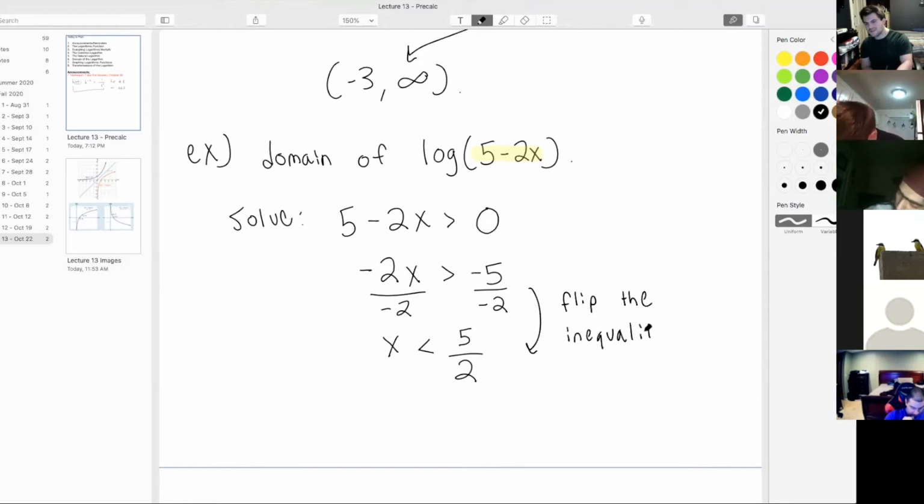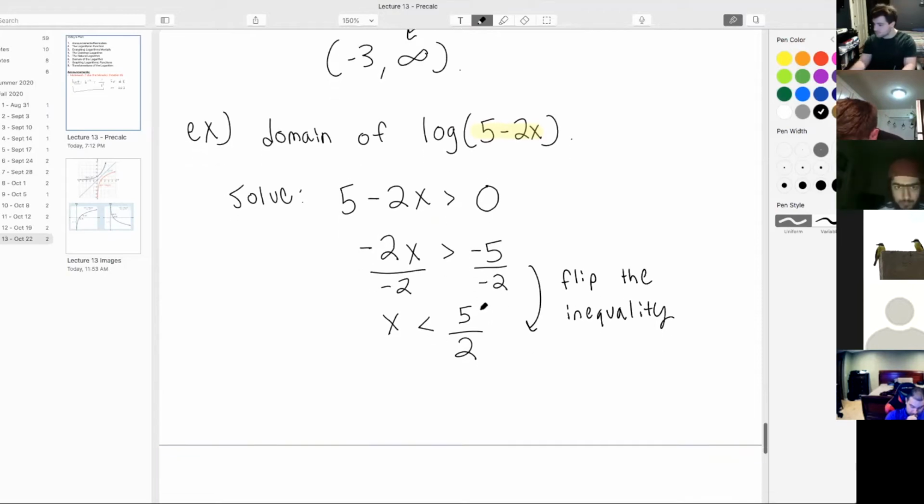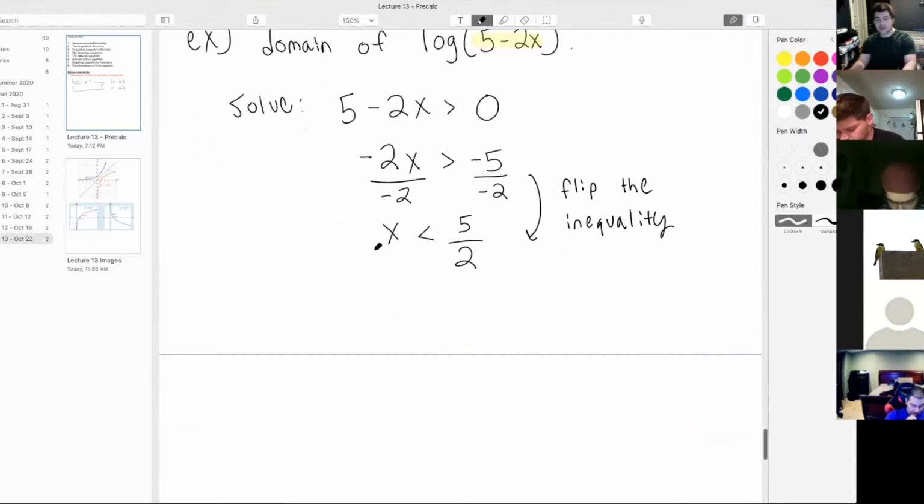So I hope everyone sees that. It's because I divided both sides by a negative number. Good. Now interval notation. So we're going less than 5/2. So we want minus infinity to 5/2 with round parentheses, not square brackets. So that would be the answer here.